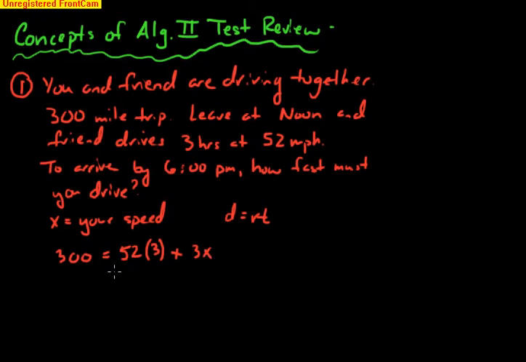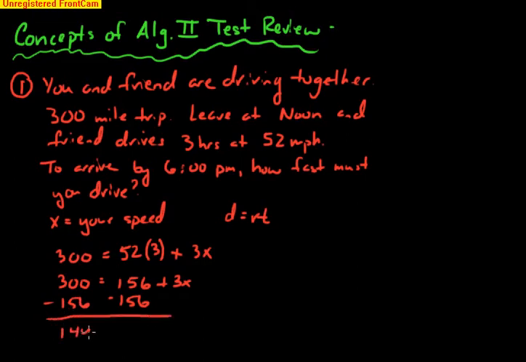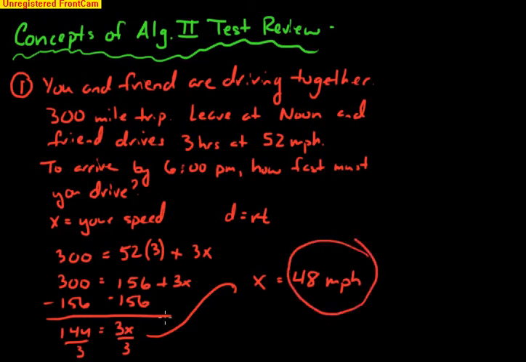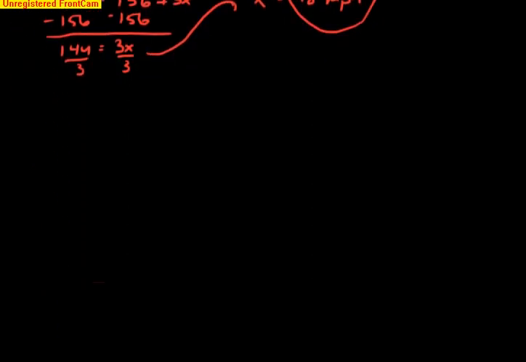First thing we need to do is multiply 52 and 3. So we'll get 300 equals 156 plus 3x. And now we solve by subtracting 156 from both sides. 144 equals 3x, and then divide by 3. And we get x equals 48. And that is your speed that you need to drive, 48 miles per hour, for you guys to get there by 6 p.m. Okay? All right, next problem.